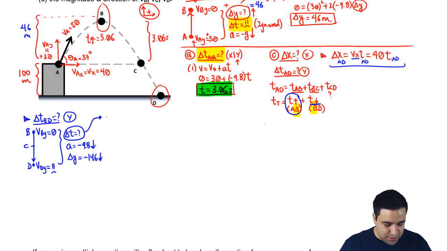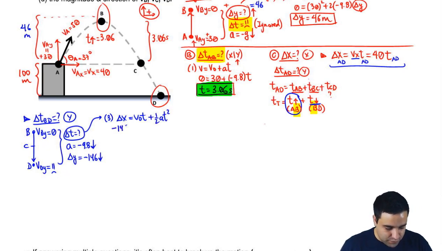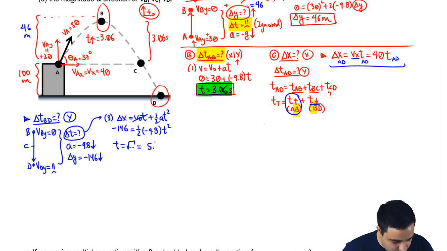So I'm going to use the third equation to figure this out, right? So let's use the third equation here. The delta x equals v initial t plus half of at squared. Delta x is actually delta y, which is negative 146. This is 0 because we're talking about the velocity initial in the y-axis. That was 0. This is half negative 9.8 t squared. Okay, and then if I move some things around and I solve for t, I get t equals the square root of some stuff. And if you plug that into the calculator, you get 5.46 seconds.